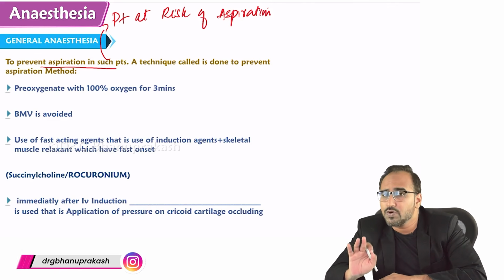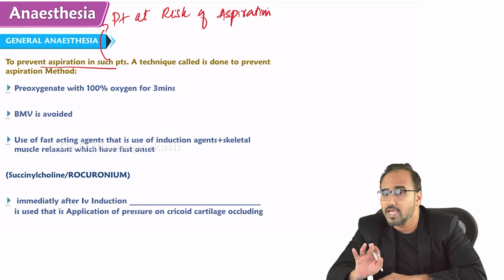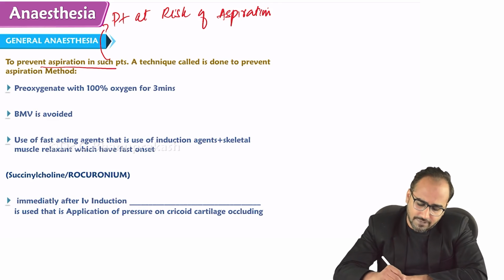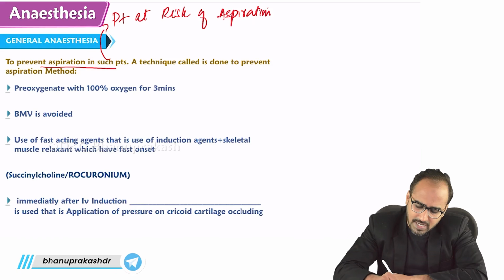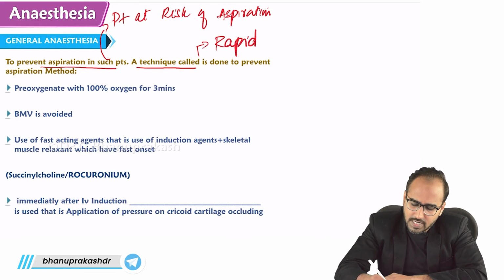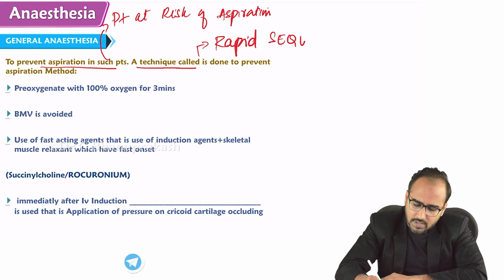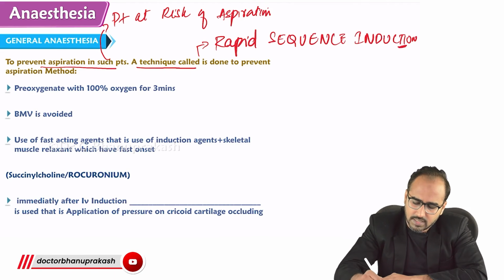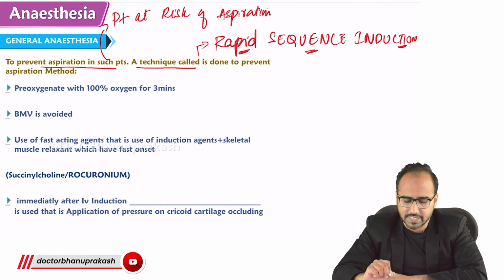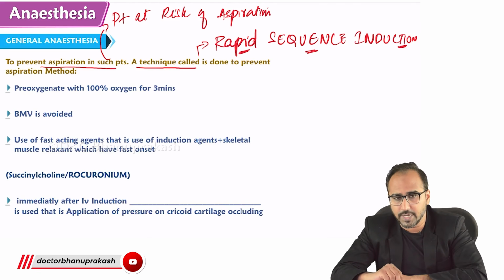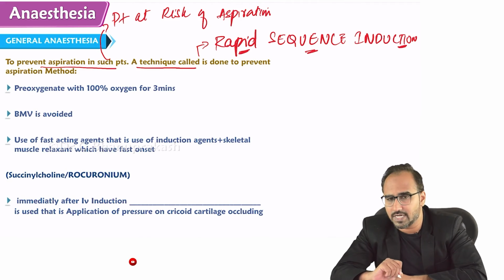So guys, if you want to give general anesthesia in a full stomach patient, you have to go for a technique called rapid sequence induction. In patients who are at risk of aspiration, a technique called rapid sequence induction is done.